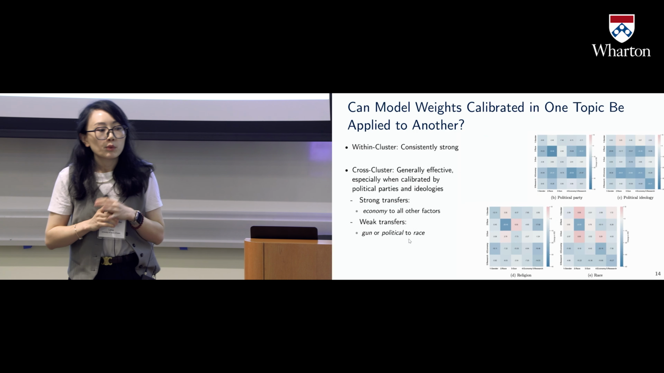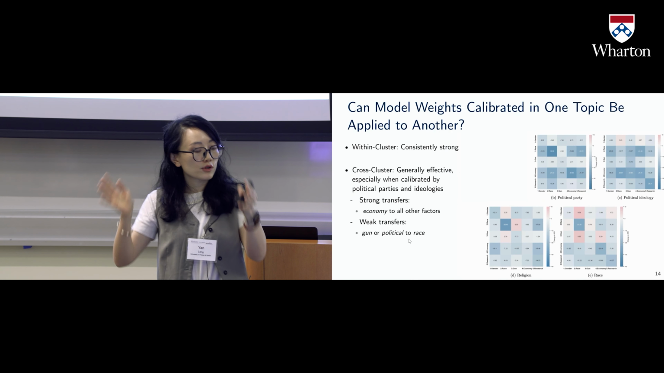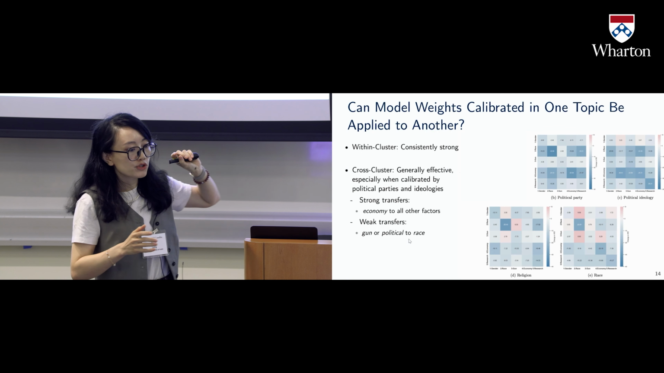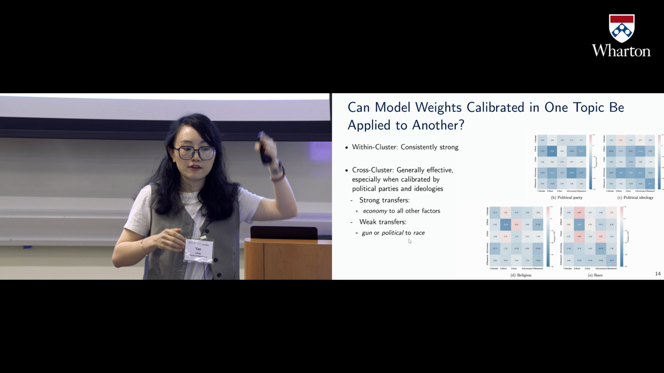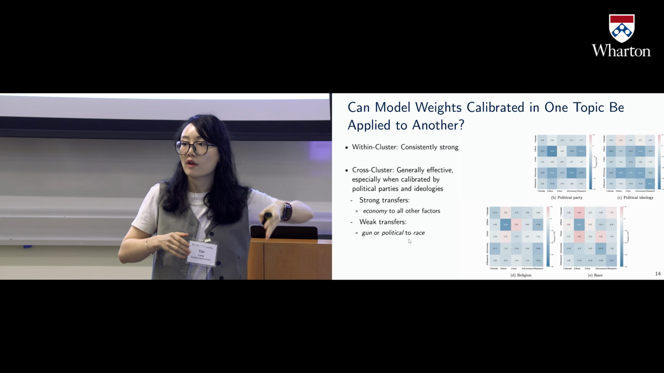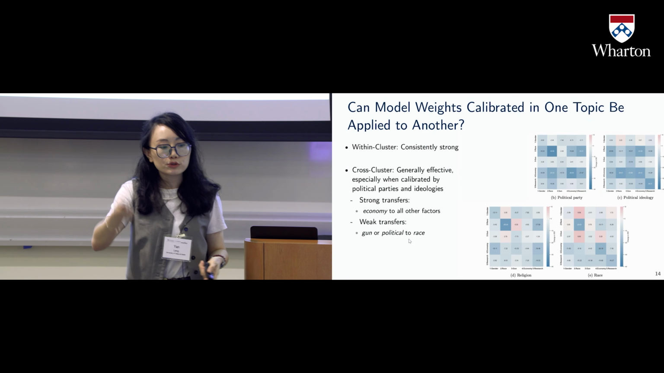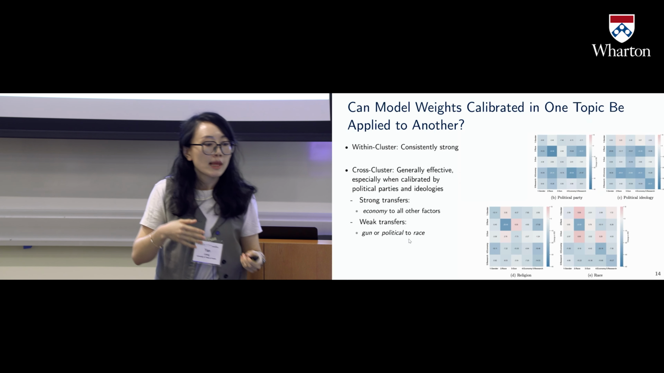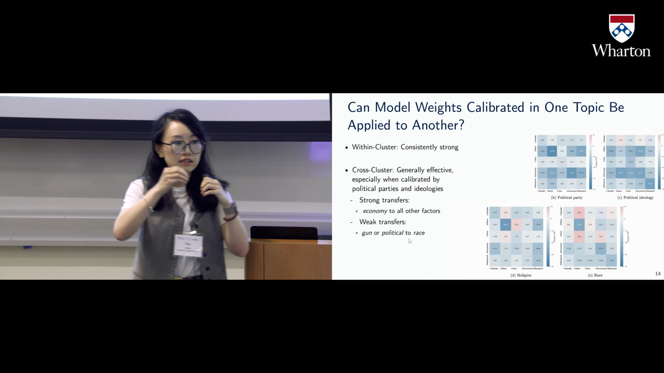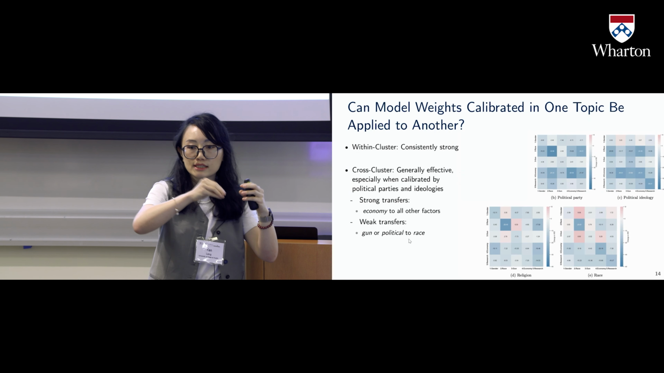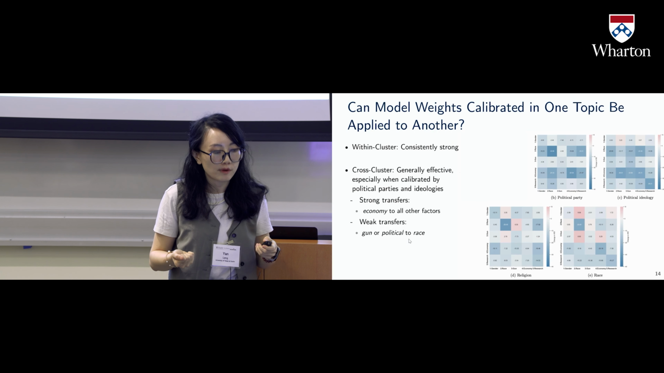And in our last result, we want to ask, can the model weights calibrated on one topic be applied to other topics? So here on the heat map, we show the performance of transferring from a region on a topic, which is shown on the y-axis, to the target topic, which is shown on the x-axis. And blue, darker color means better improvement. So here we see that within cluster, meaning that if we want to migrate the weight from some questions that are seen to some unseen question within the same cluster, the performance is consistently very strong.